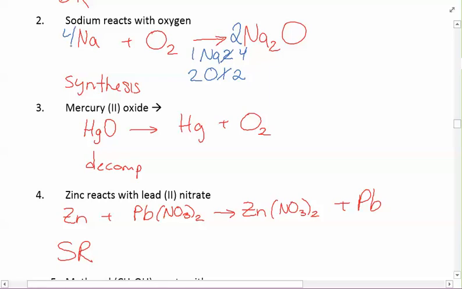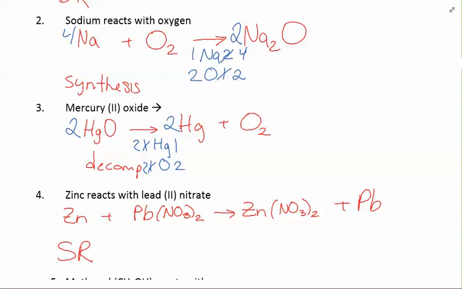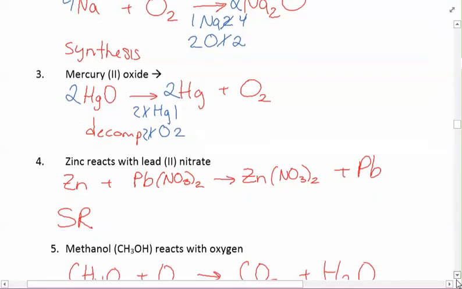In the next one, it's a similar type problem. The nice thing about when we predict products, because we're forming simpler products, is that balancing is usually pretty straightforward. So we'll need a 2 there and a 2 there. Number 4 is actually balanced already because it's lead with a +2 and zinc with a +2. Now, if you had lead with a +4 and zinc with a +2, then you would have to do more to balance it. But that's a more simplistic reaction.